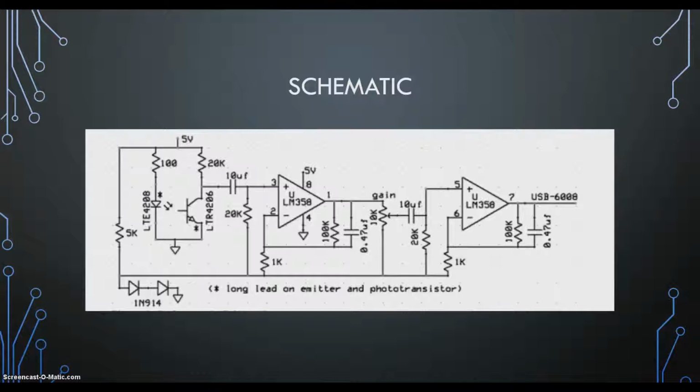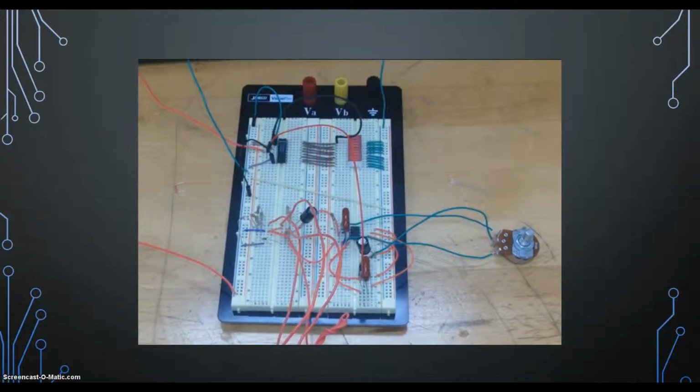Here we see the schematic design for a finger pulse instrument. We use different types of components from a phototransistor to an infrared LED, op-amps, diodes, capacitors, and resistors. This picture demonstrates the transformation from a schematic to the actual breadboard, including the schematic from the LED bar.